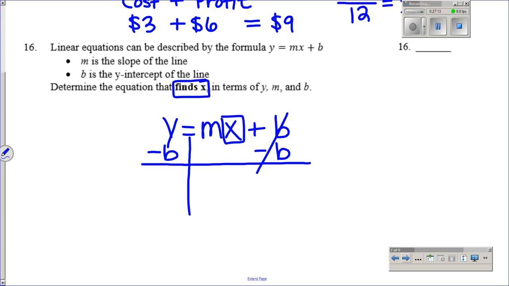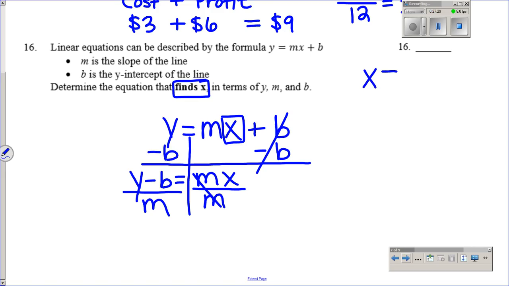Our y and b are not like terms, so we'll just have to write this out as an expression. So y minus b equals m times x. And now to undo the multiplying, we're going to divide both sides of the equation by m. So now we have the equation for x. x equals y minus b divided by m.